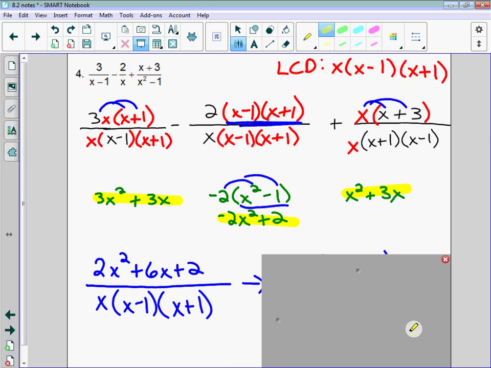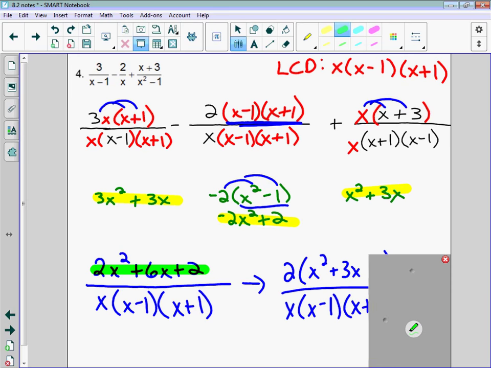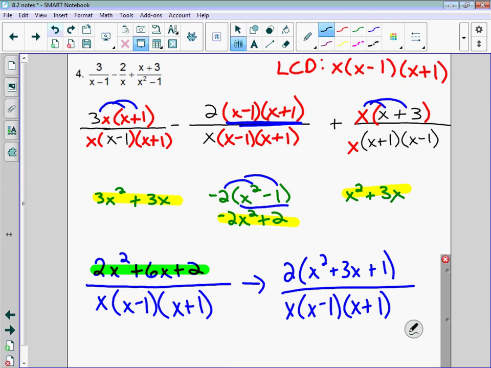What we should do from there is factor this just to see if anything would end up canceling. We factor out that GCF of 2. We can see if this portion is factorable. There are no two numbers that multiply to 1 and add to 3. So it ends up being our final simplification for that.